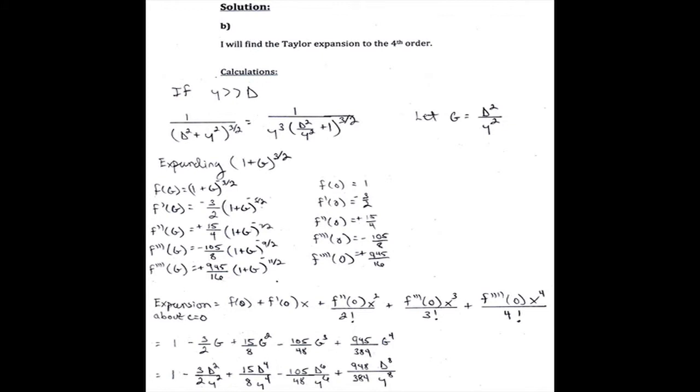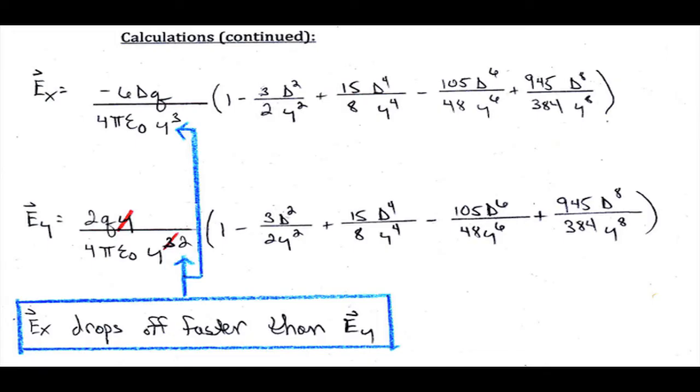And from there we're going to do the Taylor expansion, taking a bunch of derivatives and then adding them up using the expansion formula with the factorials below. And when we finish, you can see the answer we get at the bottom. And then when we dump the Taylor expansion in for x and y, what we ultimately end up seeing is that E vector in the x direction drops off faster than E vector in the y direction.